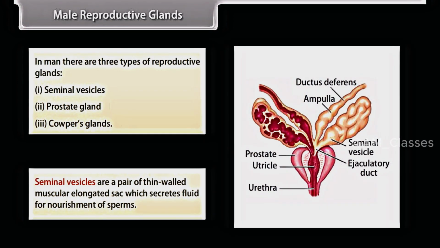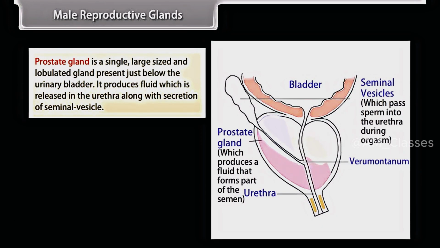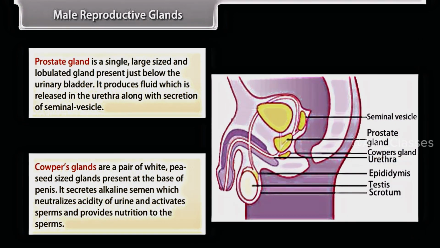Seminal vesicles are a pair of thin-walled, muscular, elongated sacs which secrete fluid for nourishment of sperms. Prostate gland is a single, large-sized and lobulated gland present just below the urinary bladder. It produces fluid which is released in the urethra along with secretion of seminal vesicle. Cowper's glands are a pair of white, pea-seed-sized glands present at the base of penis. They secrete alkaline semen which neutralizes acidity of urine, activates sperms and provides nutrition to the sperms.